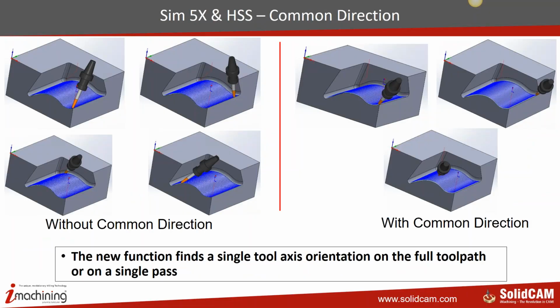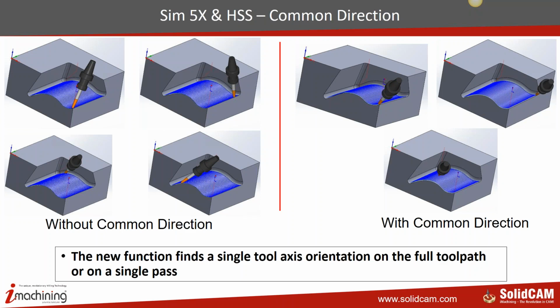Let's go to the next one, and this is another interesting function that we introduced in 2017, and that is the common direction. What is a common direction? A common direction is that particular tool axis that the software finds out, which is a single direction through which the entire part or the entire surface could be machined. Otherwise what you would need is a 5-axis toolpath. Now, in order to avoid a full 5-axis toolpath, the software finds that one position through which the tool could be positioned, and that entire area could be done using simple 3-axis machining.